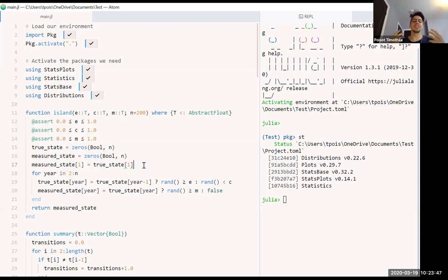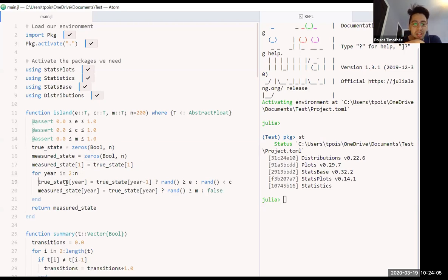And we're going to make the assumption that the insect is initially absent in the first year. It doesn't change anything if you do sufficiently many years of observation, but you can play around with that if you want.